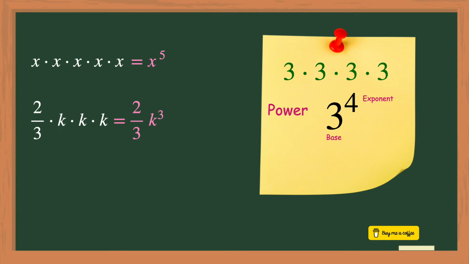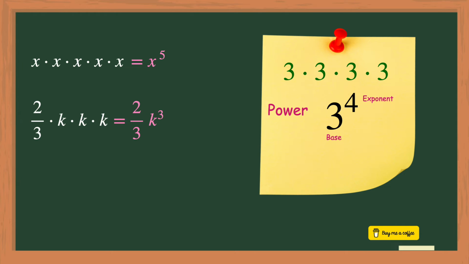Now I want you to notice that I did not bring over the multiplication sign between the fraction of 2/3 and the variable of k. Remember that when you see a number being multiplied to a variable like this, you can drop the multiplication sign and just place the number right next to the variable.